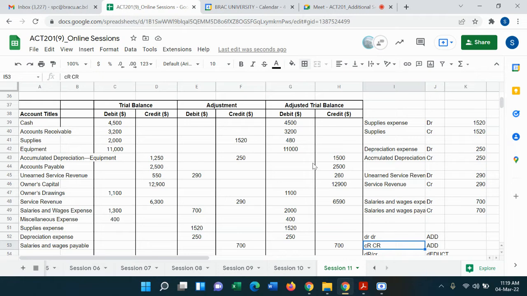Is that okay? It's nothing, just the calculation, showing all the calculation in a single statement. Is that okay?